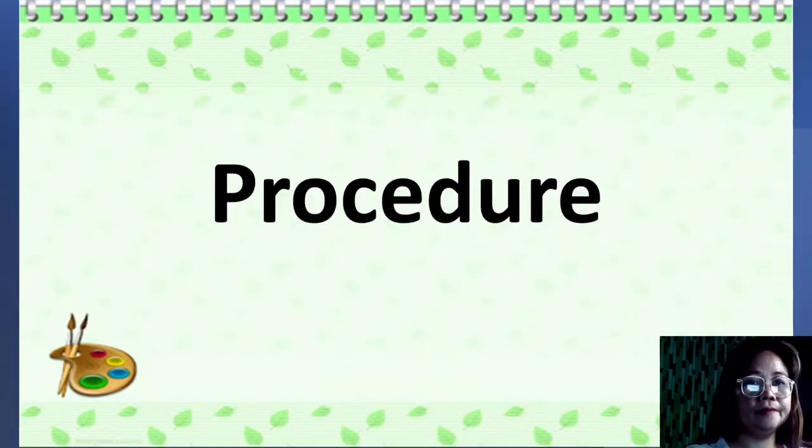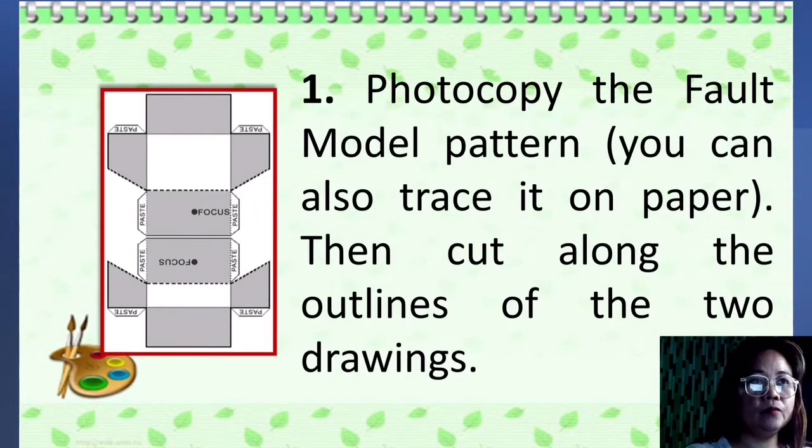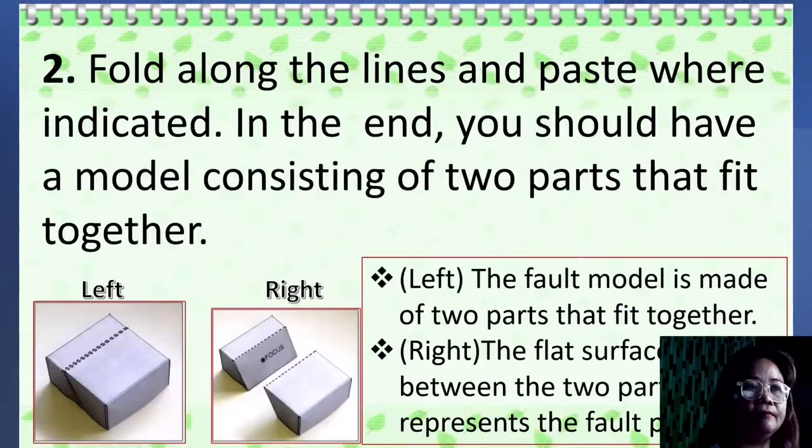Procedure: 1. Photocopy the fault model pattern. You can also trace it on paper, then cut along the lines of the two drawings.